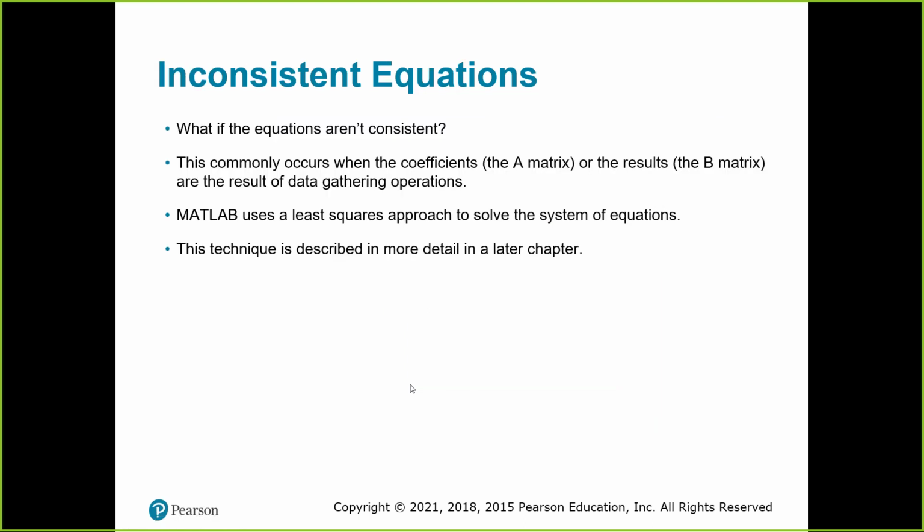However, if we introduce an error into the system, it becomes inconsistent. This commonly occurs when the coefficients or the results are the results of data gathering operations. So MATLAB will then use the least squares approach to solve the equations. And this is described later in the chapter, which for all my 1020 students, if you want to learn that, you'll have to take it upon yourself, because you're not required to do any more after this chapter.